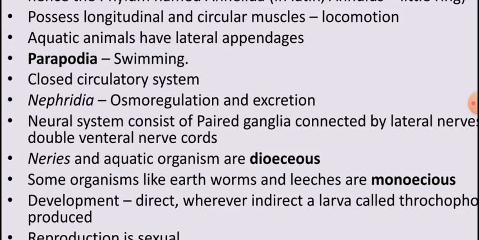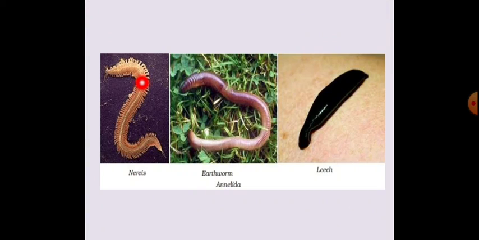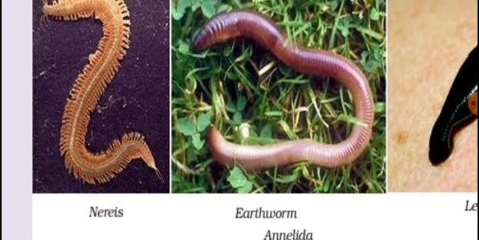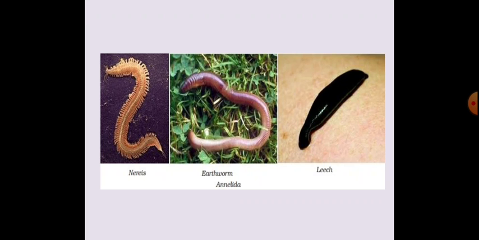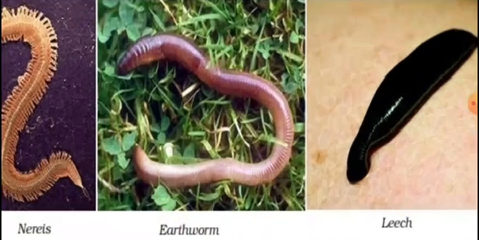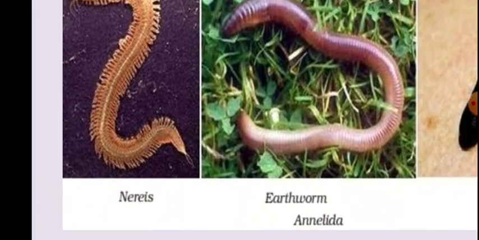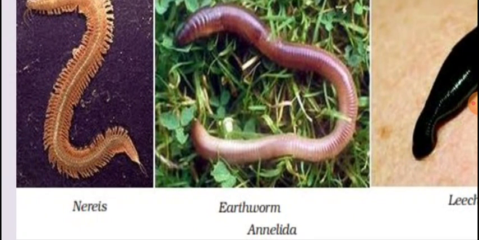Nereis, an aquatic organism, is dioecious. See this here, this one. This is dioecious. Dioecious means sexes are separate. There are male organisms as well as female organisms. Whereas earthworm and leeches are monoecious. This is earthworm and this is leech. They are monoecious. That means sexes are not separate.